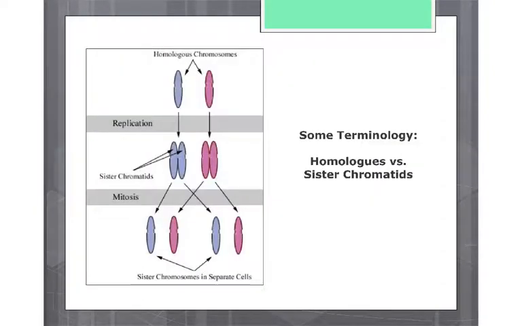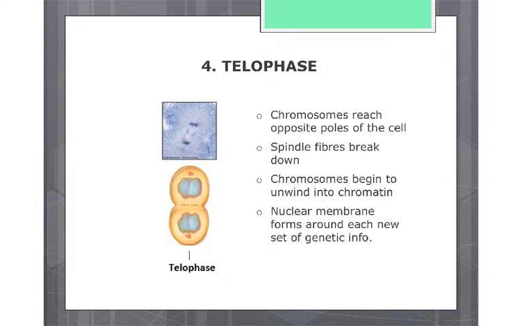Now, a little more on this terminology: homologous pairs versus sister chromatids. Same thing, your sister chromatids are those singles. Okay, so when we look at the next phase, it's telophase. Chromosomes will fully reach the opposite poles, spindle fibers break down, chromosomes begin to unwind into chromatin, and the nuclear membrane around each will start to form its own genetic information.